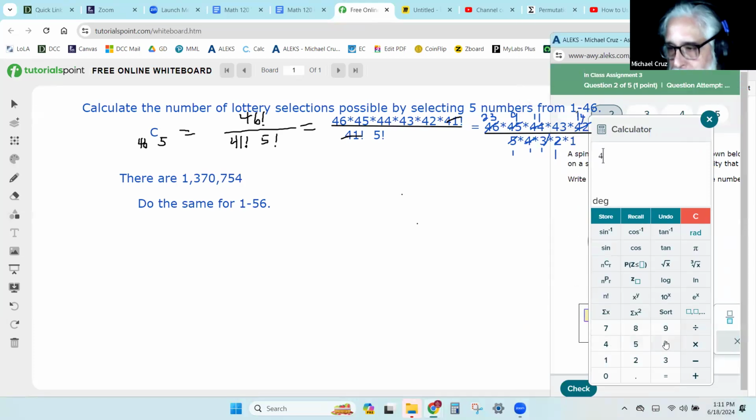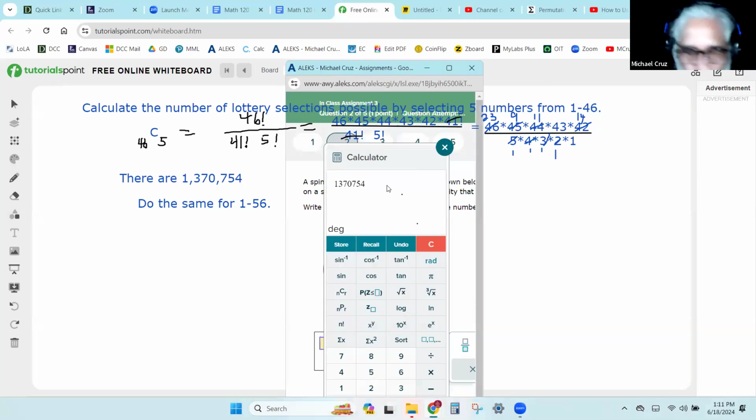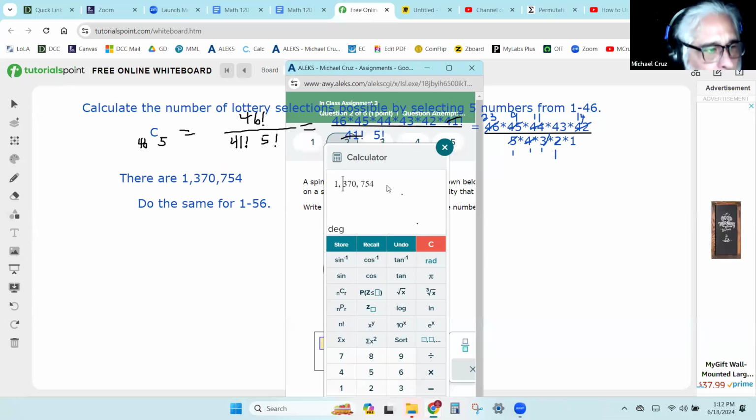All right. So 46, I'm sorry, 46 is the big number. We're doing the C and we're picking 5. And that's the same number. So 1,370,750 pick 5s if we pick from 1 through 46.